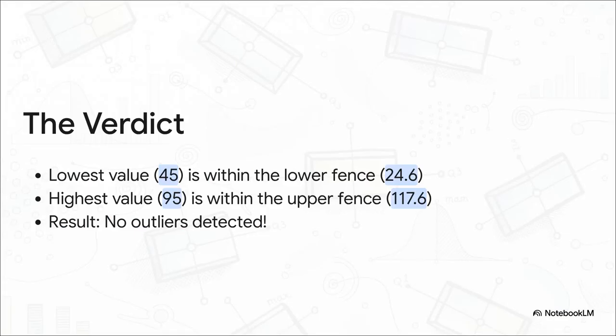All right, time to check our data against those fences. Our lowest score was a 45. Is that inside the fence? Yep, it's way above 24.6. Our highest score was 95. Is that inside? You bet, it's well below 117.6. So this leads us to our final conclusion. Case closed. No outliers were detected.